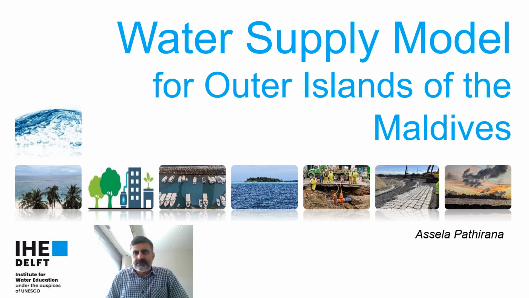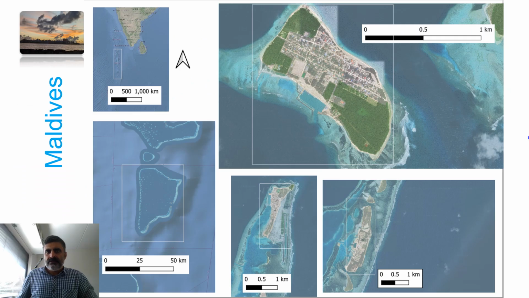Let us discuss the case study, water supply model for outer islands of the Maldives. Look at the map of the Maldives shown on top left corner of this slide. Maldives consist of hundreds of small inhabited islands that are distributed over a vast ocean area in the Indian Ocean.